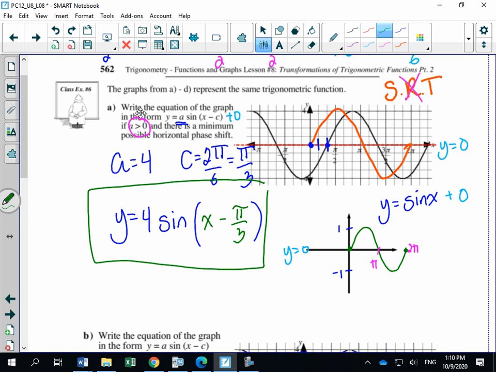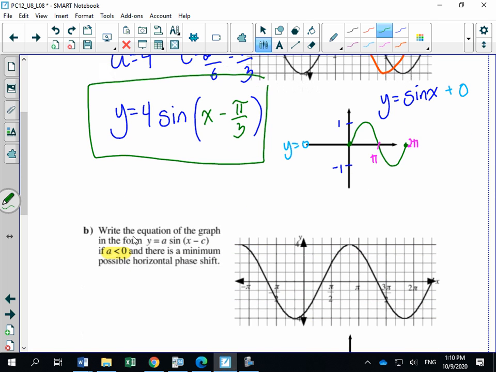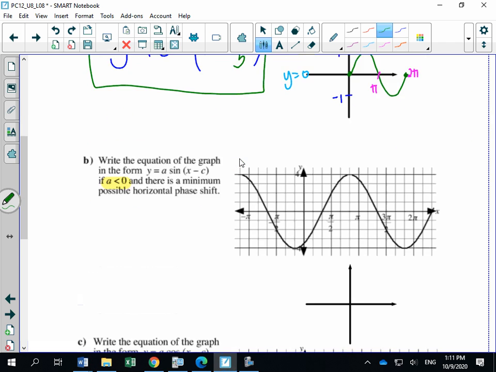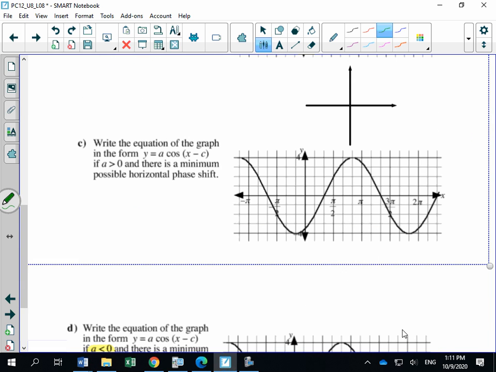From A, I'm going to skip B because B involves a reflection. So B is actually going to be like a standard of excellence question, B and D. A and C would not be standard of excellence. The majority of students should be able to do A and C. After I do C, I will go back and we will do B and D. Okay, so let's do C.